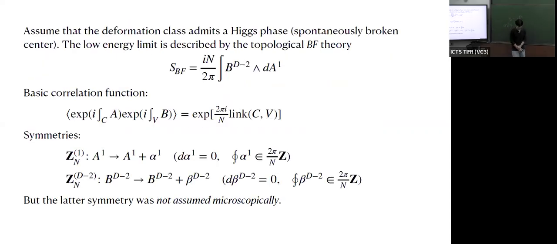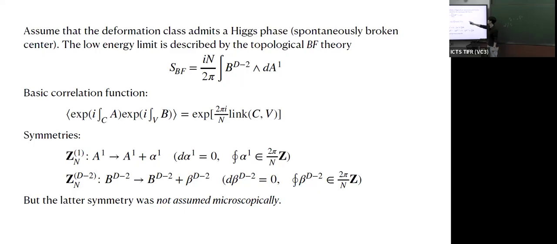Okay. So we want to consider the deformation class of theories with this Zn 1-form symmetry only. And we're going to make the following assumption: that in this deformation class is a phase in which the center symmetry is spontaneously broken. If that is the case, then the low energy limit is described by this topological theory, so-called BF theory. And I've written it in general dimensionality D, the space-time dimension, because I want to illustrate how this argument works in various dimensions. I'll discuss 2, 3, and 4 dimensions.